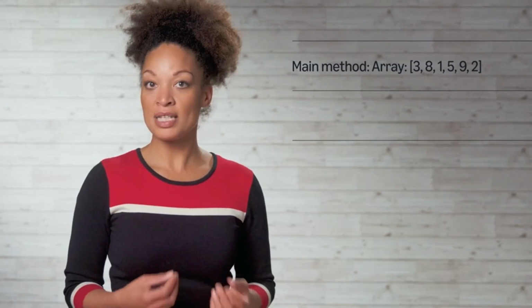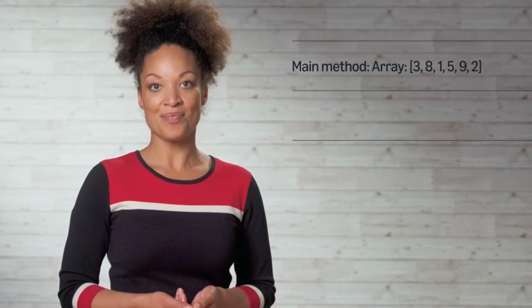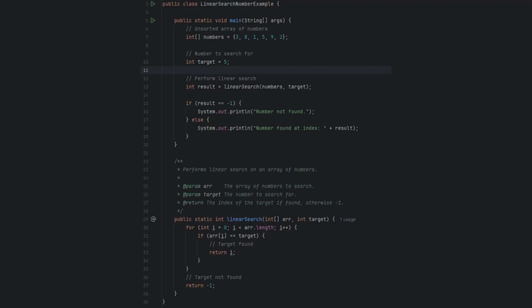Let's demonstrate linear search using a Java example. You'll define an unsorted integer array of 6 numbers, specifically 3, 8, 1, 5, 9, and 2. The target number is 5. You'll write a class called LinearSearchNumberExample with a linearSearch method. This method takes an integer array and a target value to search for the target's index in the array. The target integer is searched inside the array and its index is returned.